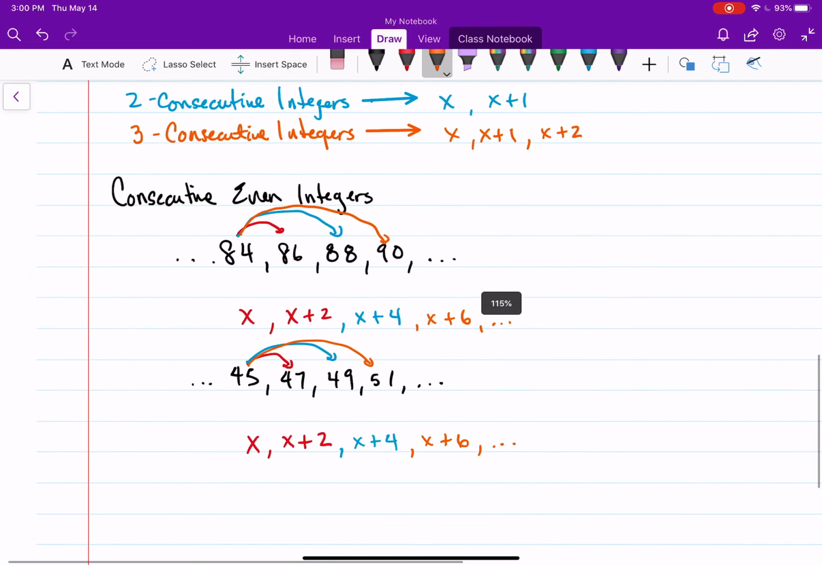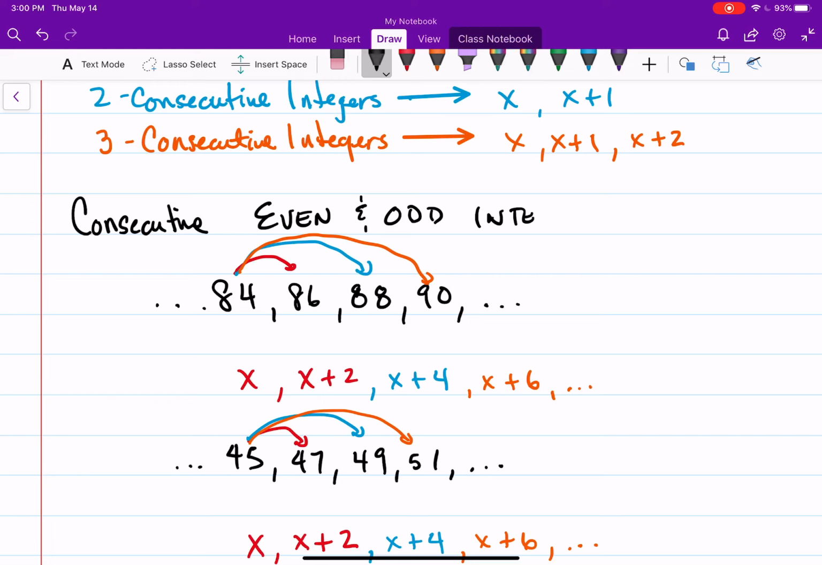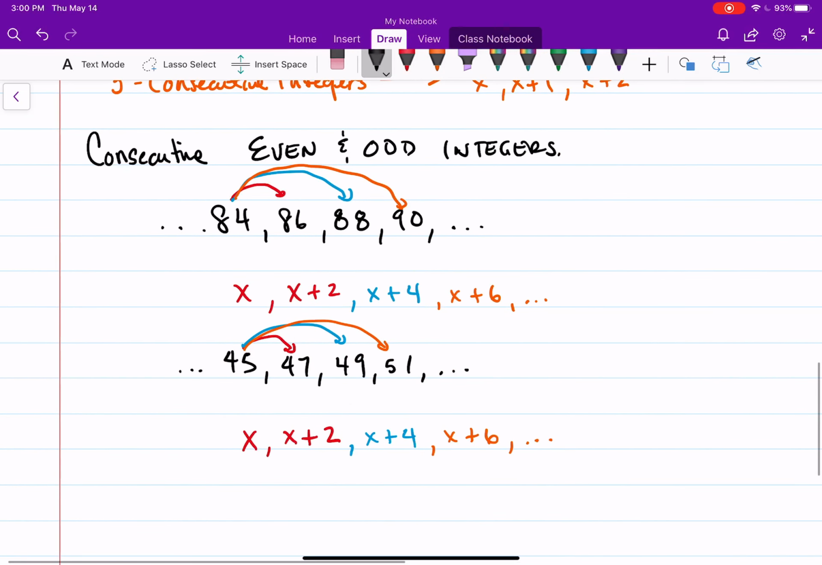All right. So I could actually change this here. No, I don't want to lasso. I just want to erase. Consecutive odd, not quad. Even and odd integers. Or I should say consecutive even or odd integers, right? So notice that both of them go by 2s.